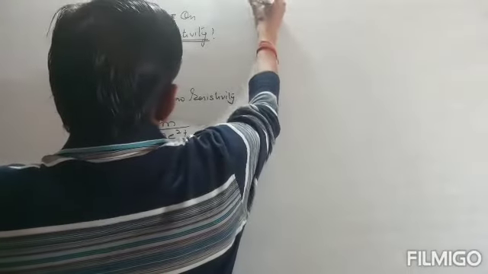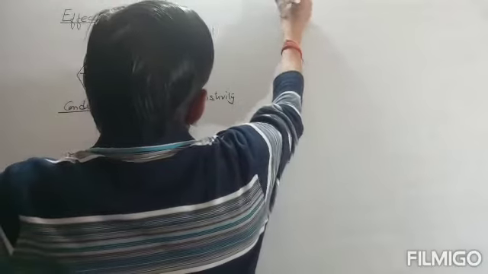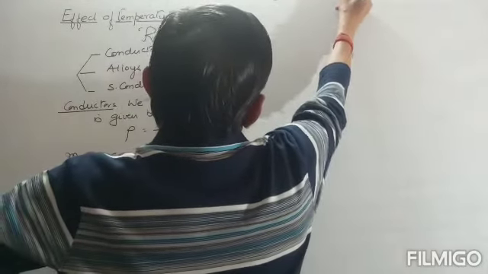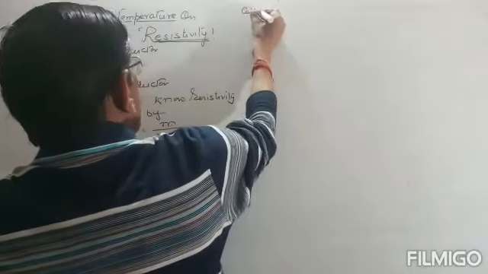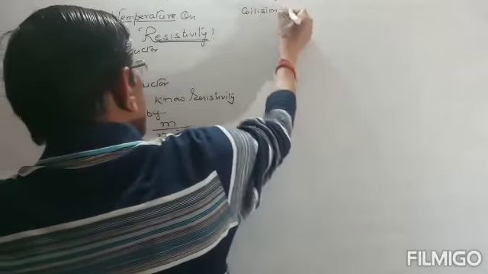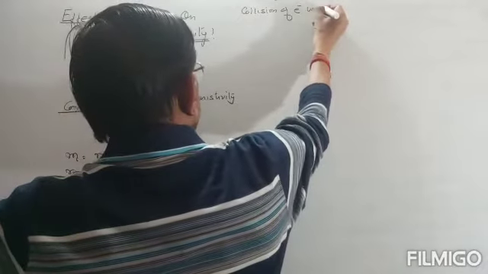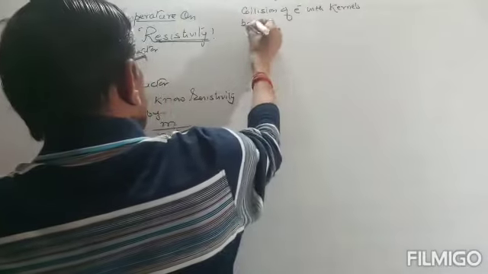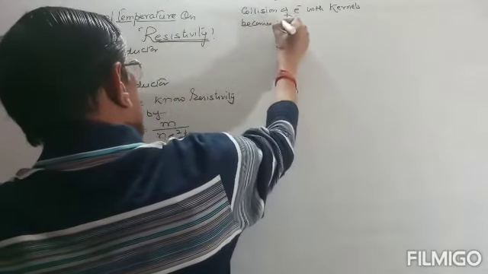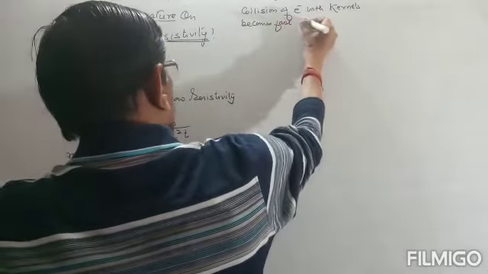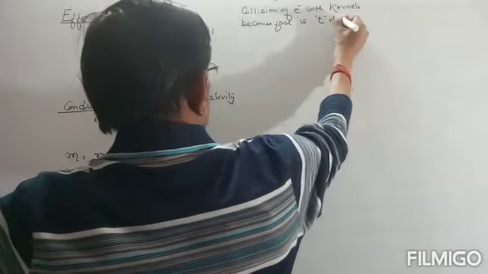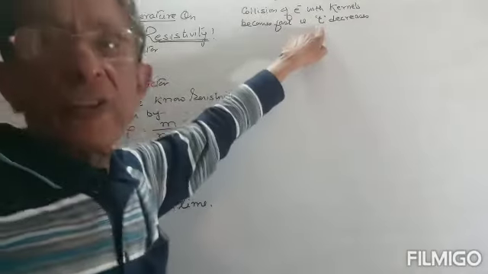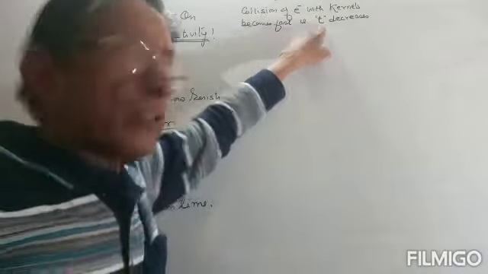So with increase in temperature, collision of electron with kernels becomes fast. That is, tau, which means relaxation time, decreases.